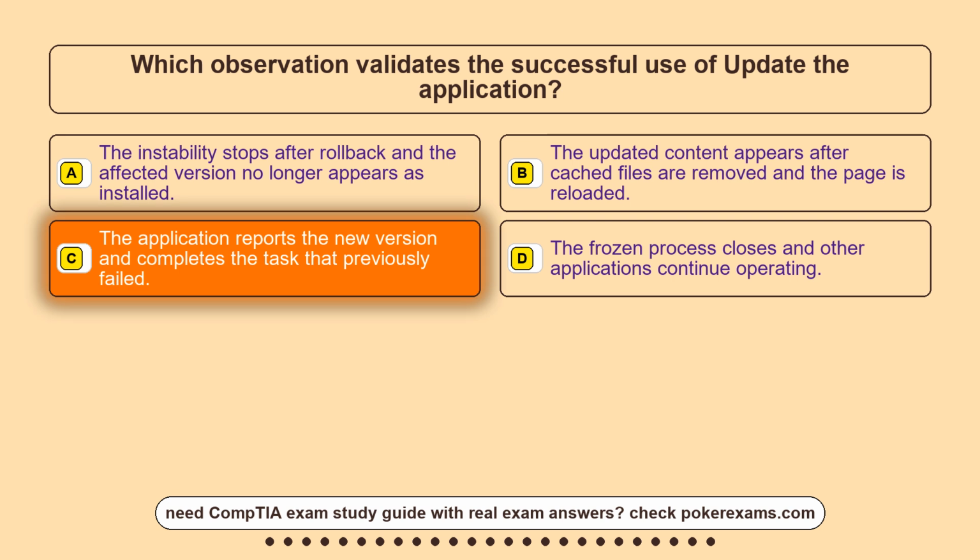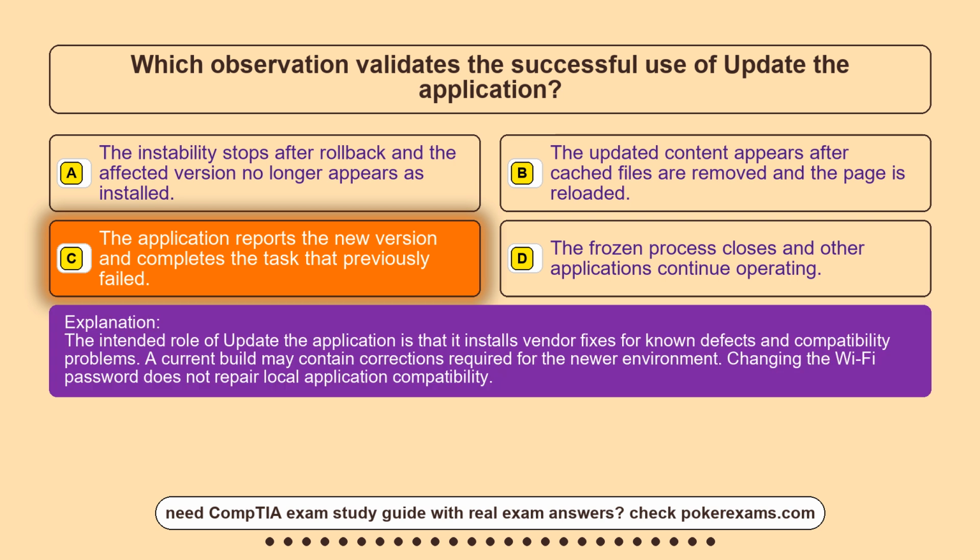The correct answer is option C. The application reports the new version and completes the task that previously failed. The intended role of update the application is that it installs vendor fixes for known defects and compatibility problems. A current build may contain corrections required for the newer environment. Changing the Wi-Fi password does not repair local application compatibility.